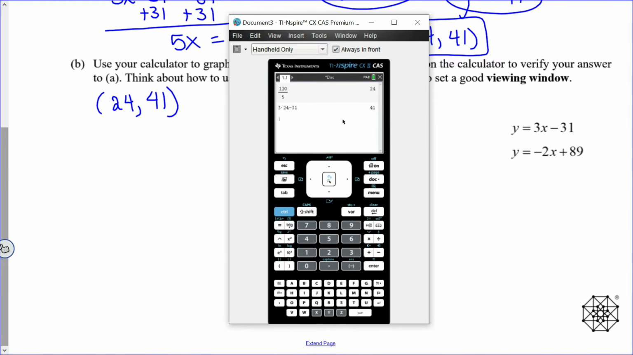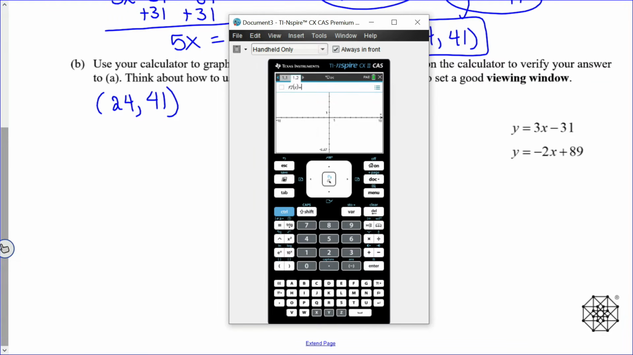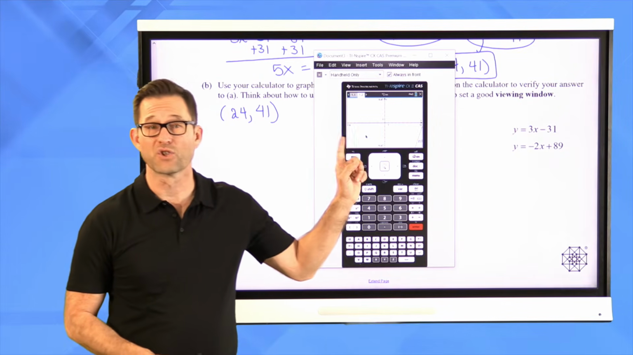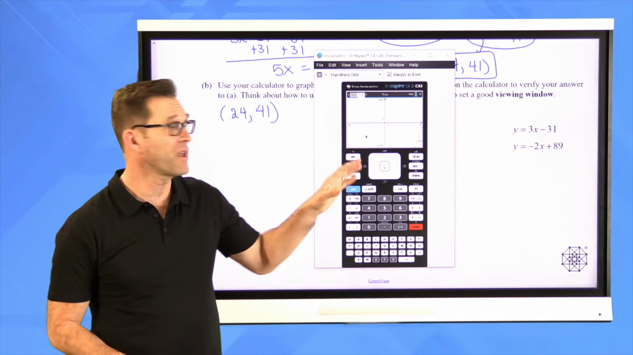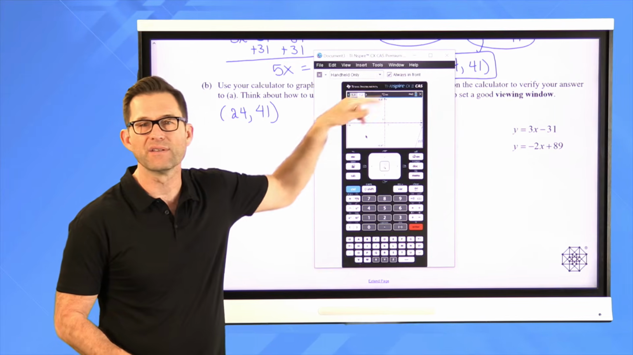I'm going to go over and put in a graph. Here we go. So F1 is going to be my first line, 3x minus 31. Unfortunately now I'm going to go into menu and 3 and function. I'm going to put in F2 is negative 2x plus 89. All right, I don't even see that line. Now, side note, I don't think this graph is doing me much good here. And that's probably because if you think about it, this graph goes from negative 10 to 10 on the x-axis and from roughly negative 7 to 7 on the y-axis.